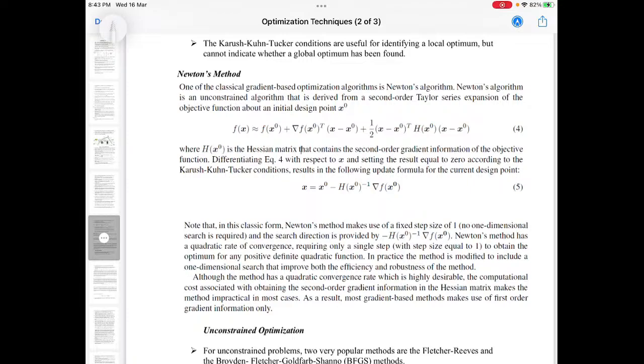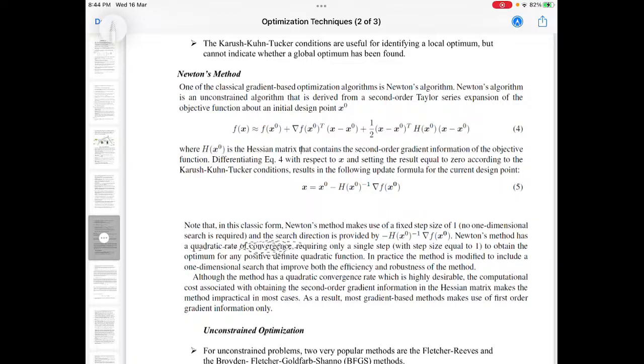Newton's method has a quadratic rate of convergence and requires only one single step, that is with the step size equal to 1, to obtain the optimum for any positive definite quadratic function. In practice, the method is modified to include one-dimensional search that improves both the efficacy and the robustness of the method. Newton's method is one of the important techniques which solves several problems, and it is one of the popular optimization algorithms.